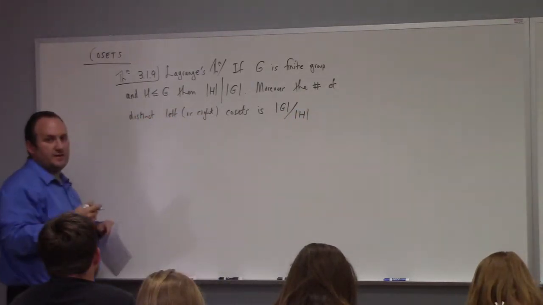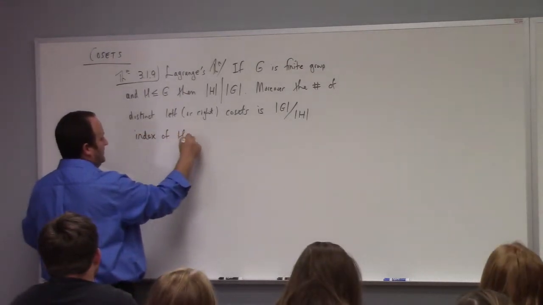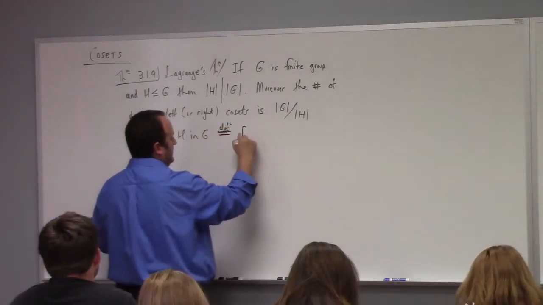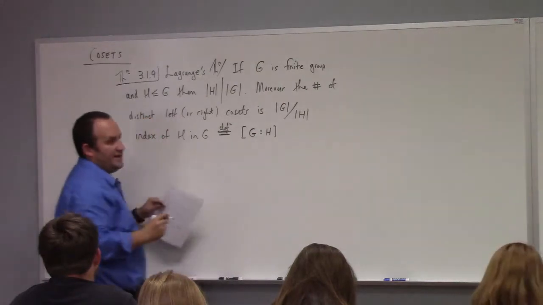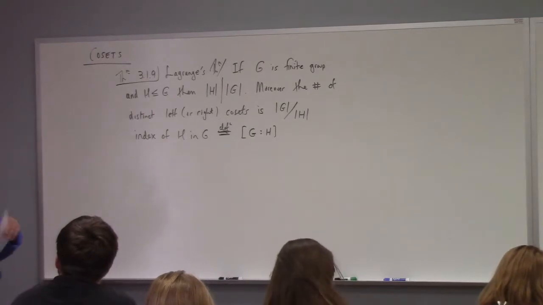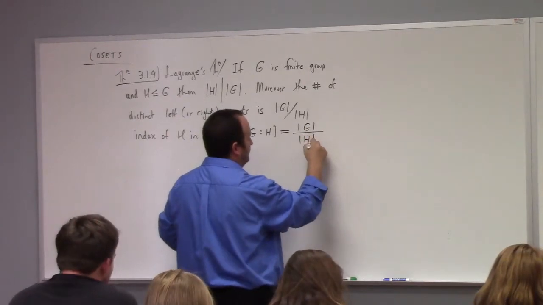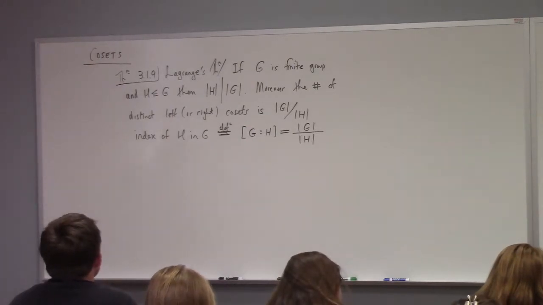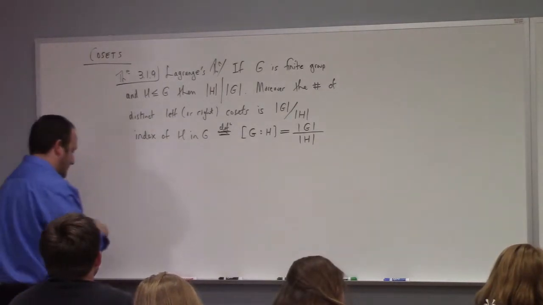And we have notation for the number of left or right cosets. It's called the index. The index of H in G is by definition the number of left cosets, written G colon H. And so what we're saying is that the index, the number of left cosets in the group, is equal to the order of the group divided by the order of the subgroup, just like that. This is Lagrange's theorem. The proof is really, really fun.